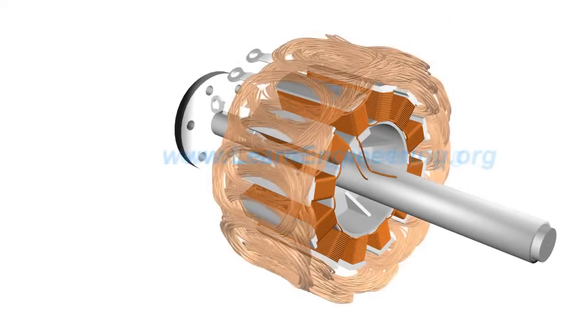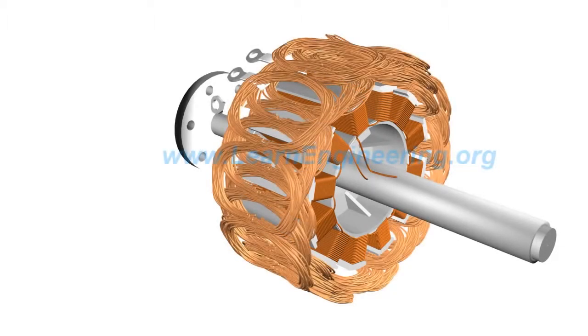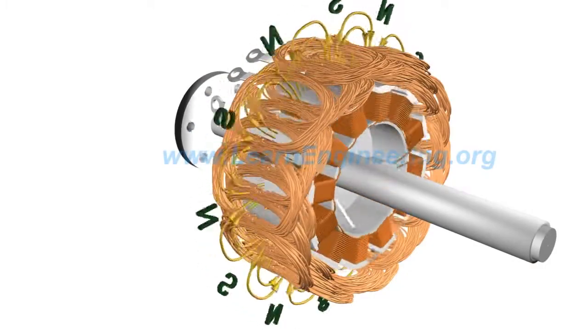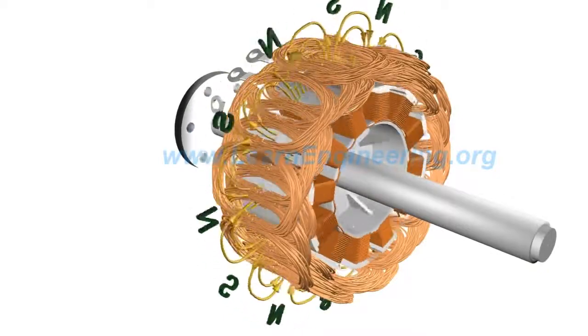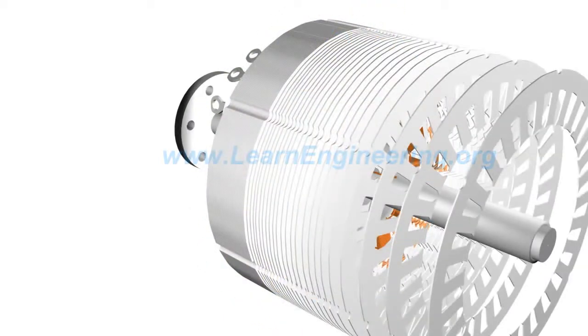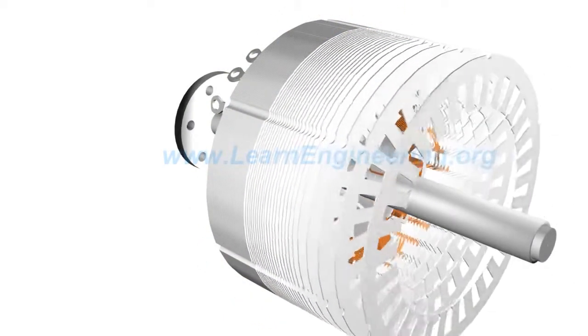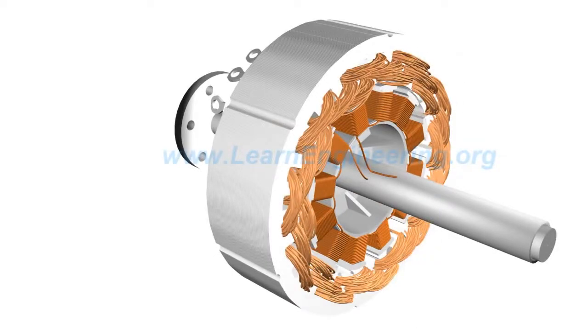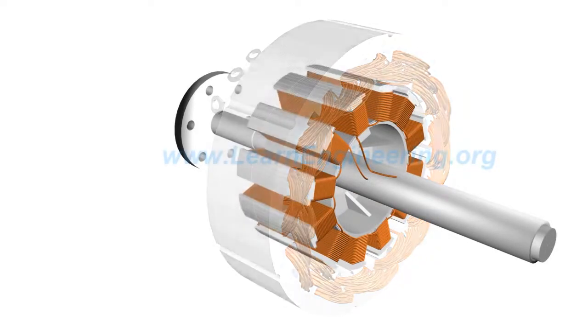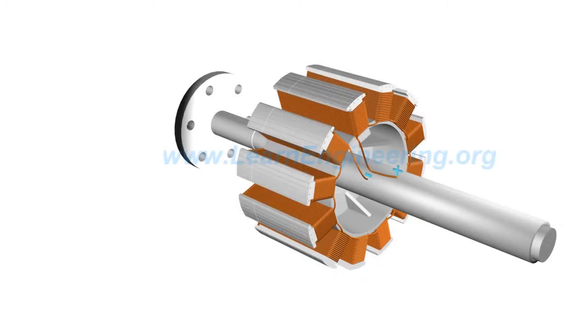Armature winding of a 3-phase, 12-pole system is shown here. A stator core is used to enhance magnetic flux transfer. DC current is supplied to the rotor via a pair of slip rings.